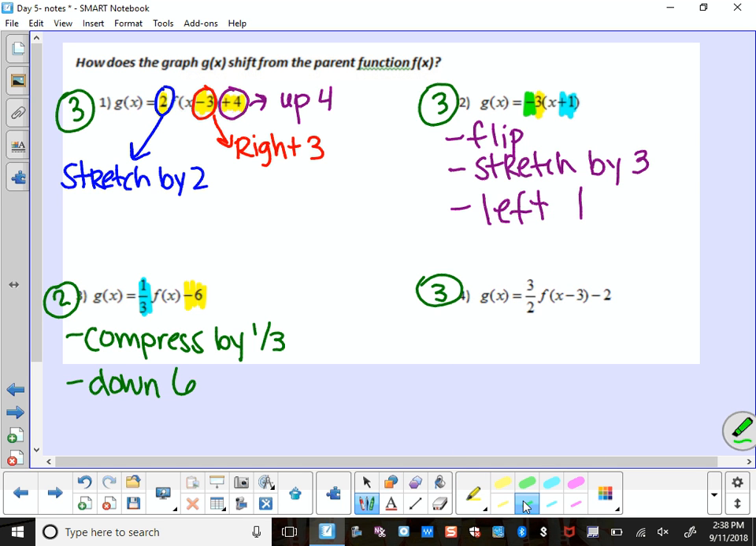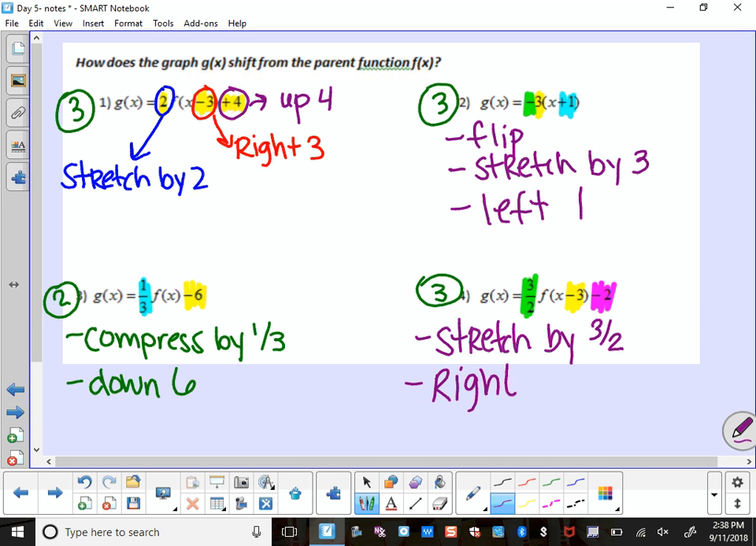The last one, I have 3 transformations. Be careful, is it bigger than 1? 3/2? Yes, the stretch. Normally we look at fractions and we think it's less than 1, but this one, I'm trying to trick you. 3/2 is bigger than 1, so we're going to stretch by 3/2, okay? And to the right 3, and then down 2. Good job.